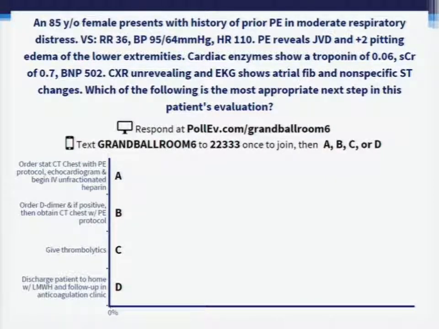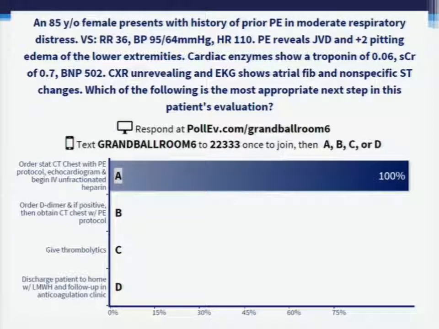So we're going to conclude with this case, and then there's a couple special considerations I just wanted to update you all about. So we're almost done. But this is an 85-year-old female who presents with a history of prior PE in moderate respiratory distress. Her vital signs show that she's tachypneic. Her blood pressure is 95/64. Her heart rate is 110. Her exam shows that she has JVD. She has 2+ pitting edema of the lower extremities. Her cardiac enzymes show that she's a little elevated. Her troponin is 0.06. Her creatinine is normal. Her BNP is 502. Her chest x-ray is unrevealing, and her EKG shows atrial fibrillation with some non-ST changes.